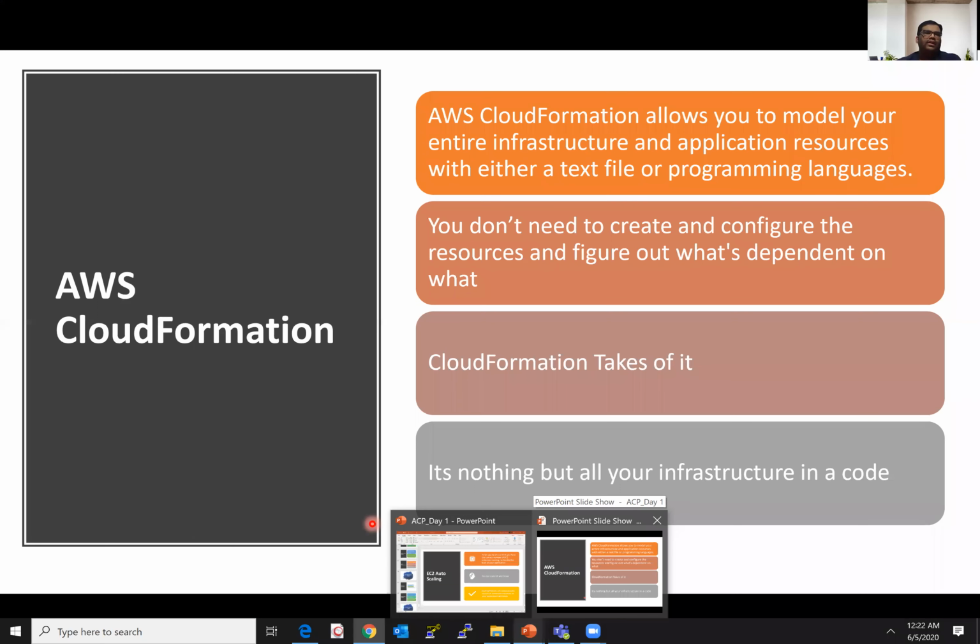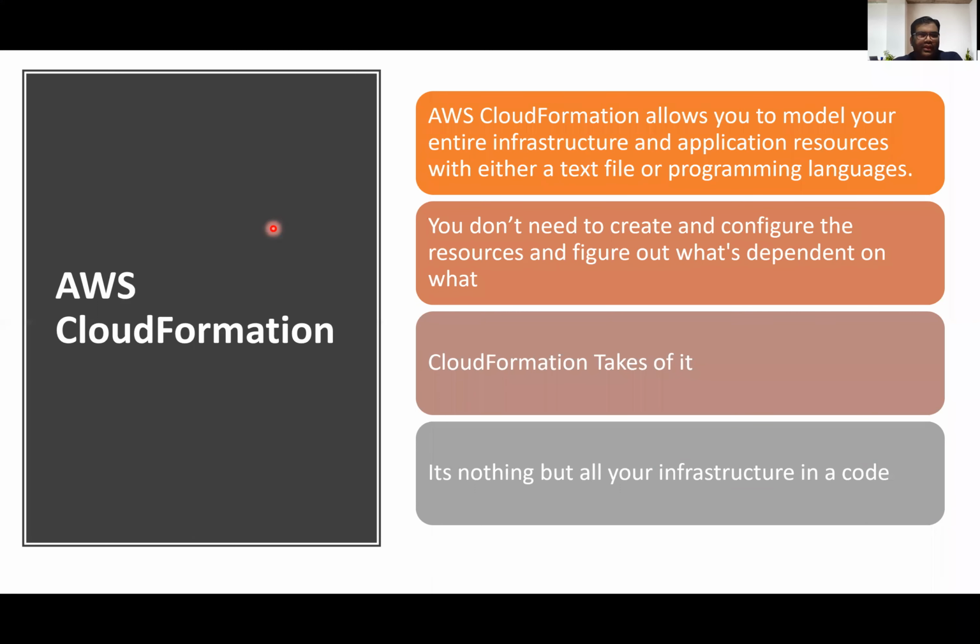All right, the next thing is AWS CloudFormation. This is also one of the cool services of AWS. So what does CloudFormation do exactly? AWS CloudFormation allows you to model your entire infrastructure and application resources with either a text file or a programming language. You don't need to create or configure the resources and figure out what's dependent on what. CloudFormation takes care of it. It's nothing but all your infrastructure in code.